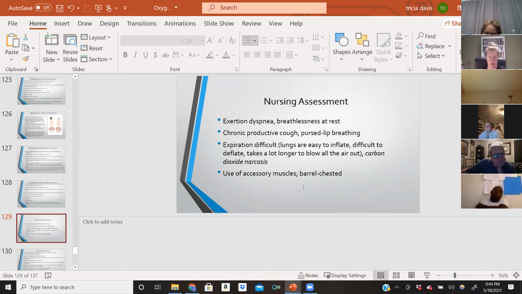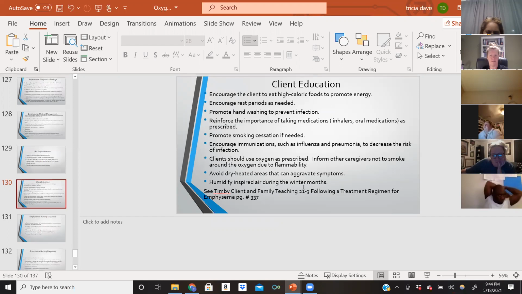They're very difficult to deflate. It takes a lot longer to blow all that air out. So we're going to see carbon dioxide narcosis. And then we're going to see the use of those accessory muscles, and they're going to be barrel chested. Client education: we want to encourage the client to eat high caloric foods to promote energy.